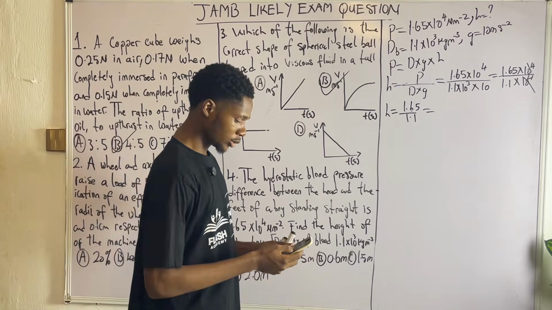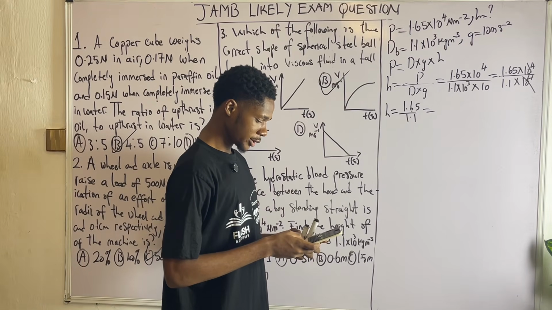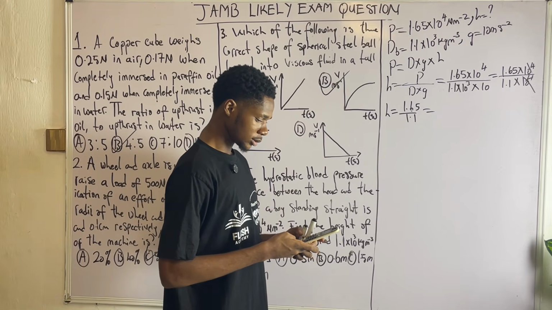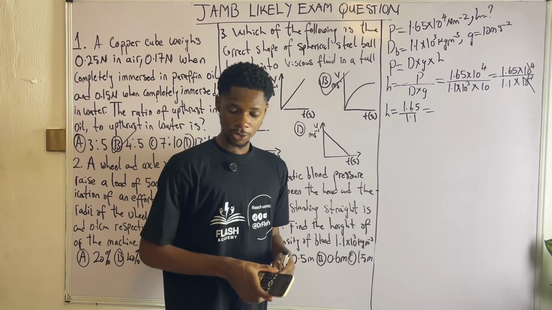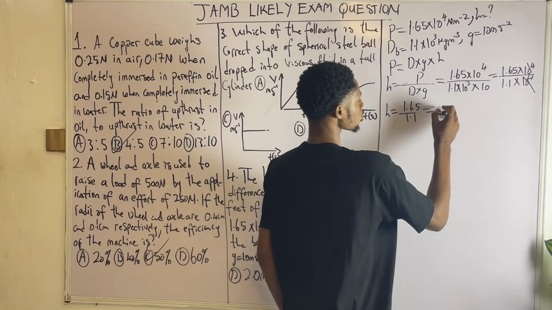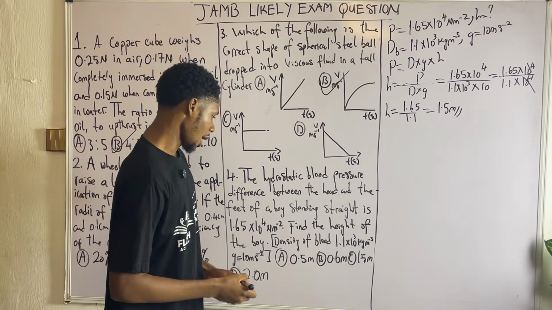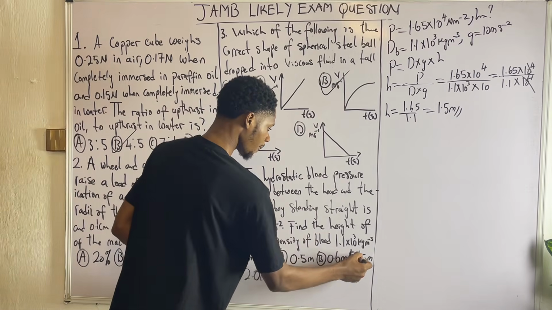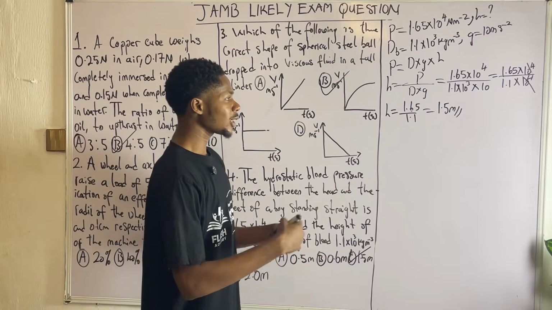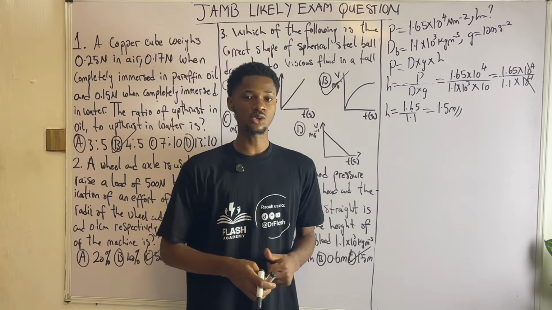Let's make use of our calculator. So I'm going to have 1.65 divided by 1.1. That'll give us 1.5. So our answer becomes 1.5 meters. Very, very easy. And that is option C. Now, without wasting much time, let's move on to the next set of questions.